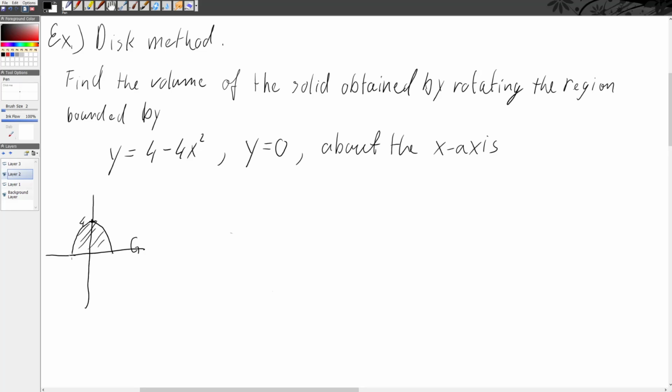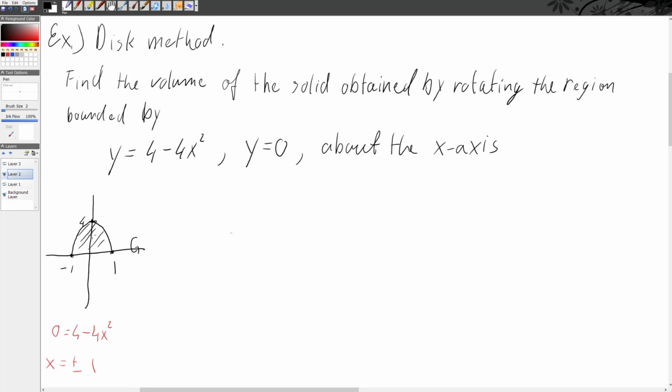Next thing we want to do is figure out the starting and stopping points. Since we are rotating around the x-axis, our limits of integration will take place from whatever this lower value is to whatever this upper value might be. And if you work out 0 equals 4 minus 4x squared, you are going to get that x equals plus or minus 1.